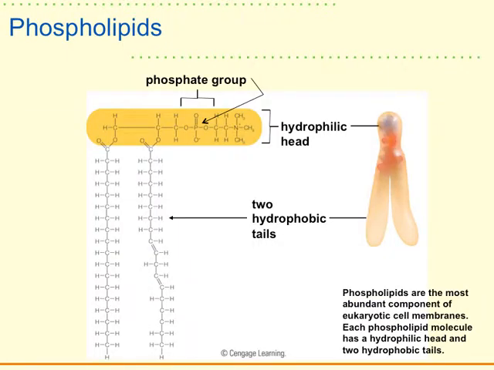So again, in more detail, we have the phospholipids, so we have the phosphate group on the head, and then we have these fatty acid tails, remember? That's what the lipids are. They have the fatty acid tails, okay? And these phospholipids are the most abundant component of eukaryotic cell membranes. And again, hydrophilic head and hydrophobic tail.